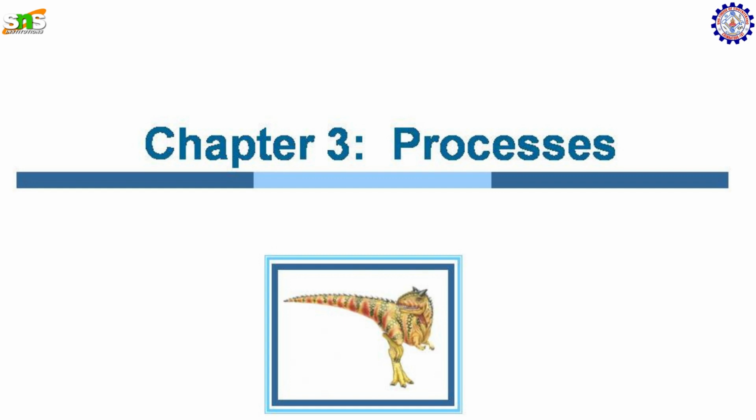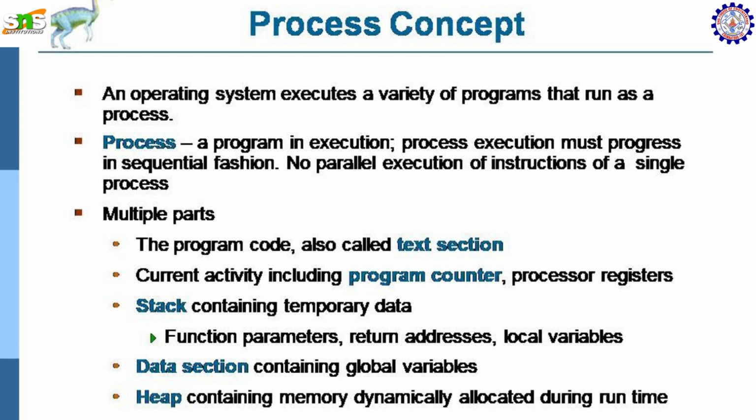Today, let us discuss processes. In an operating system, the process concept is very important. An operating system executes a variety of programs that run as processes. A process is a program in execution. Process execution must progress in a sequential fashion. No parallel execution of instructions of a single process can happen.